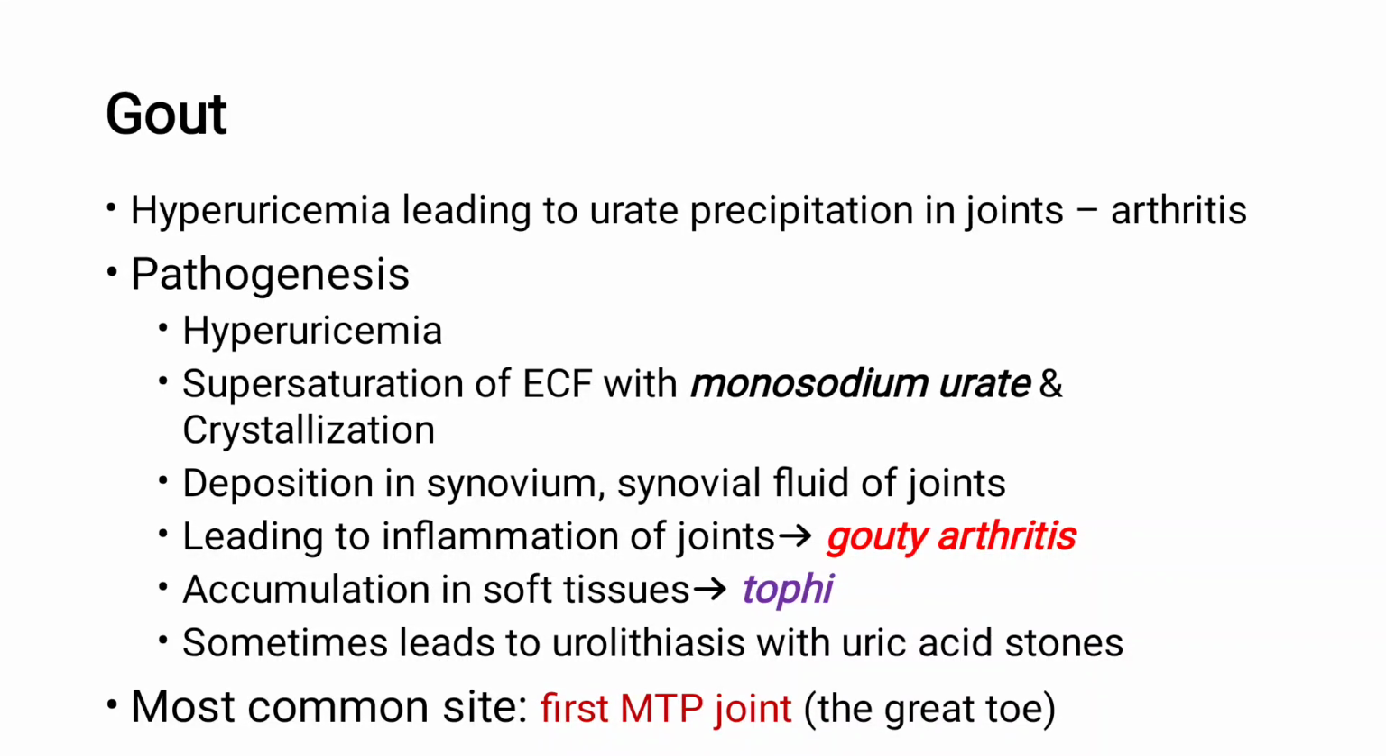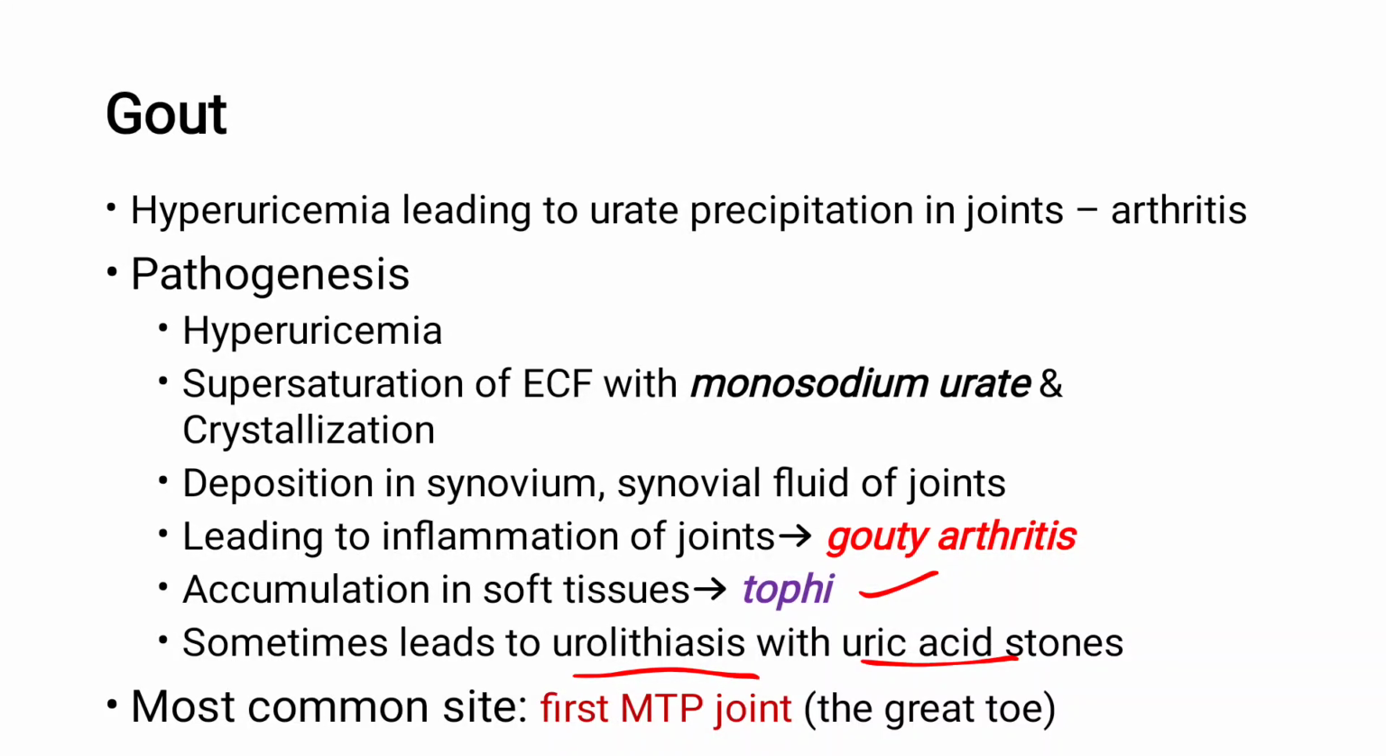The same monosodium urate crystals can accumulate in various soft organs like skin, skeletal muscle, etc., which are called tophi. Sometimes this increased monosodium urate crystallization can also lead to urolithiasis with uric acid stones. Urolithiasis is nothing but stones in the renal tract, and these stones are made up of uric acid. So this is the basic defect and the pathogenesis in gout.